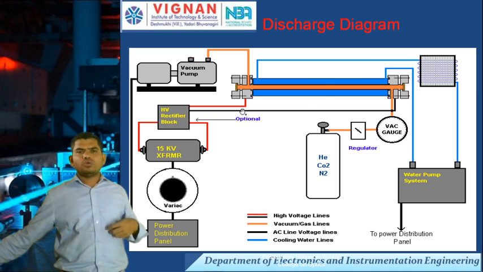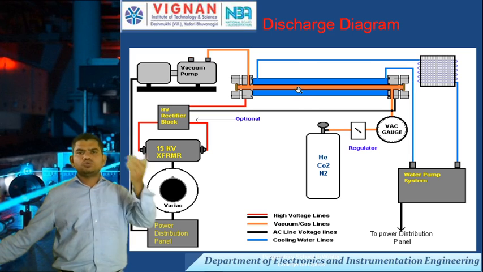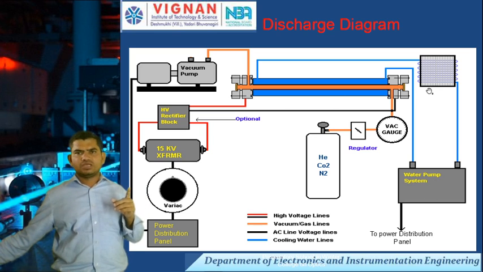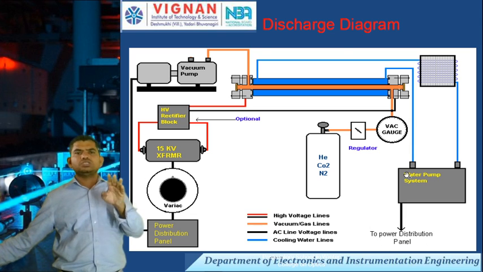To monitor and control the tube temperature, we need a coolant, that is, a water pump system, connected to the power distribution panel. This is the general discharging tube setup.